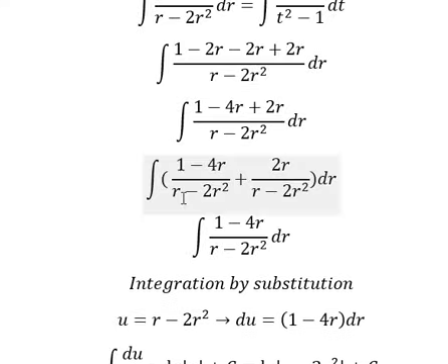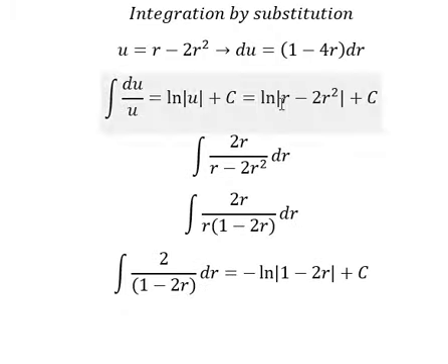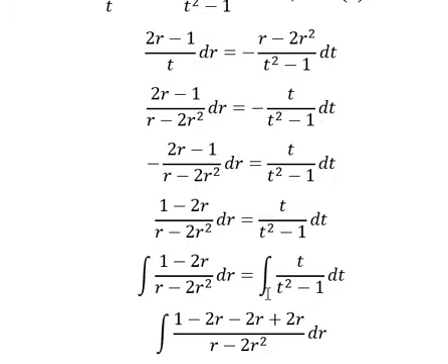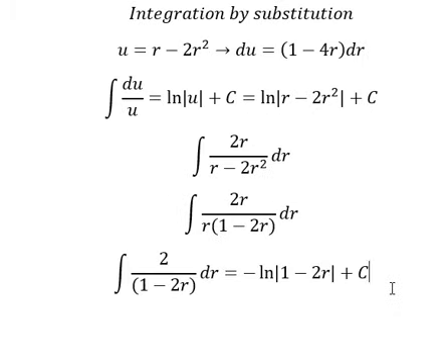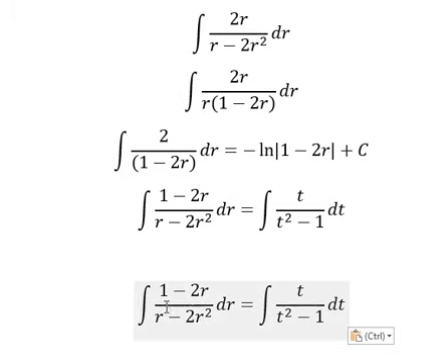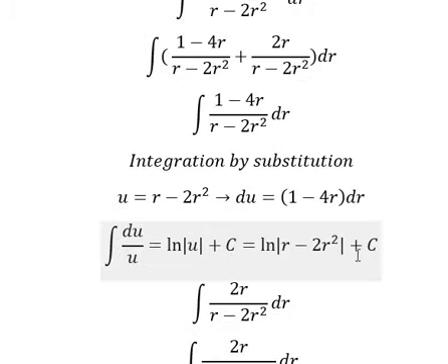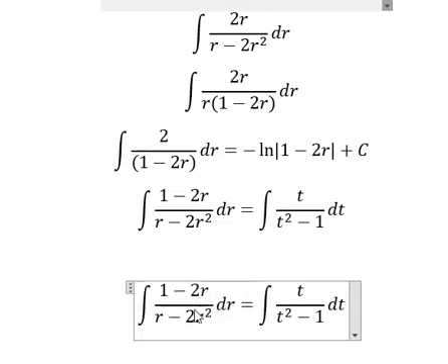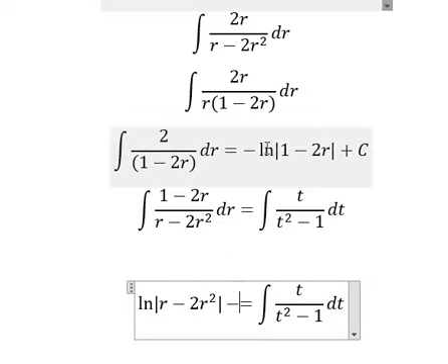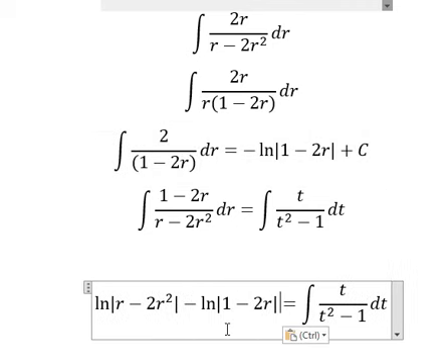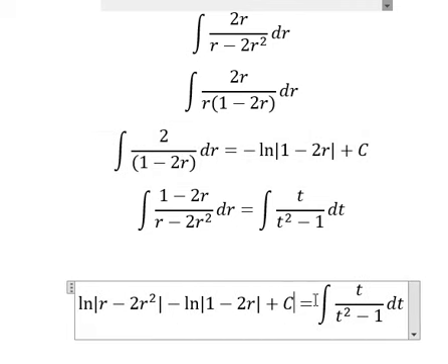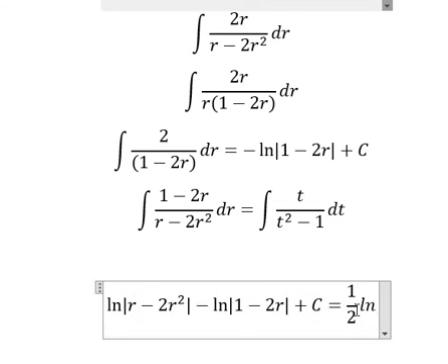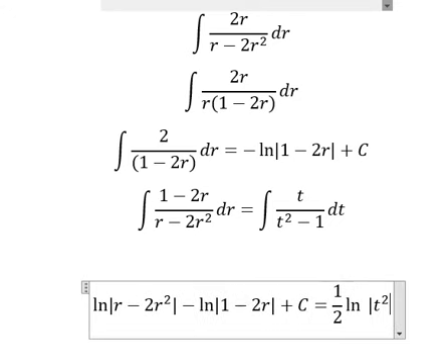Now, this one, that's it, combine this one and this one. So we return back in here. The integration of this one, that's it, this one and this one. The integration of this one, we have 1 over 2 ln of the absolute value of t squared minus 1.